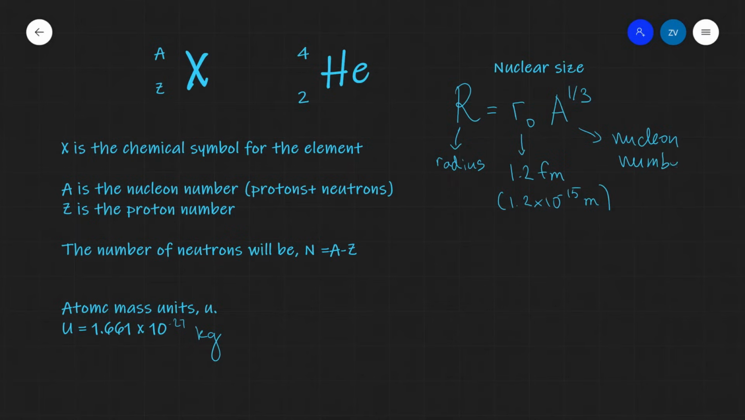So this makes sense. Essentially, the larger your nucleon number is, the larger the radius is. When A is equal to 1, your equation becomes simply that R is equal to R naught. So you can think of this as essentially roughly the size of a hydrogen nucleus.